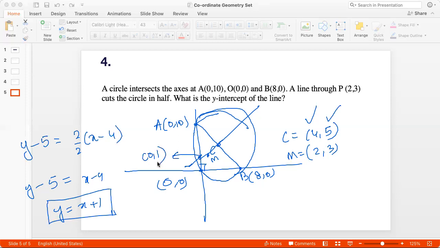That's all. So this was a good question because here, the fact that the circle was passing through A, O, and B meant that AB would be the diameter, since angle O is 90 degrees. And since we know that AB is the diameter, we can find the midpoint, which will be the center. And now we need to find a line that cuts the circle in half, which means that the line will have to pass through the center, and it already passes through 2, 3. So we find the equation of the line. Right, so this was a coordinate geometry set.